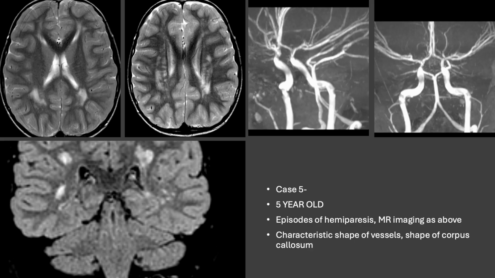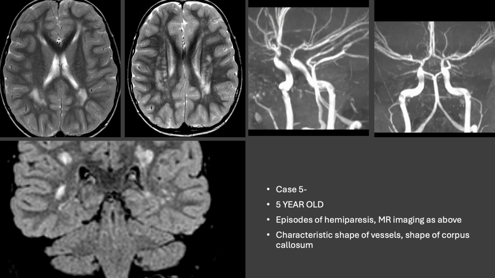Let's move on to our next case. This is a 5-year-old who had episodes of hemiparesis and MR imaging as demonstrated above. Now, this is a bit of an Aunt Minnie, and essentially it's very, very classic to have bilateral internal watershed territory infarcts or areas of chronic damage. You can also see that there is some classic straightening of these vessels.